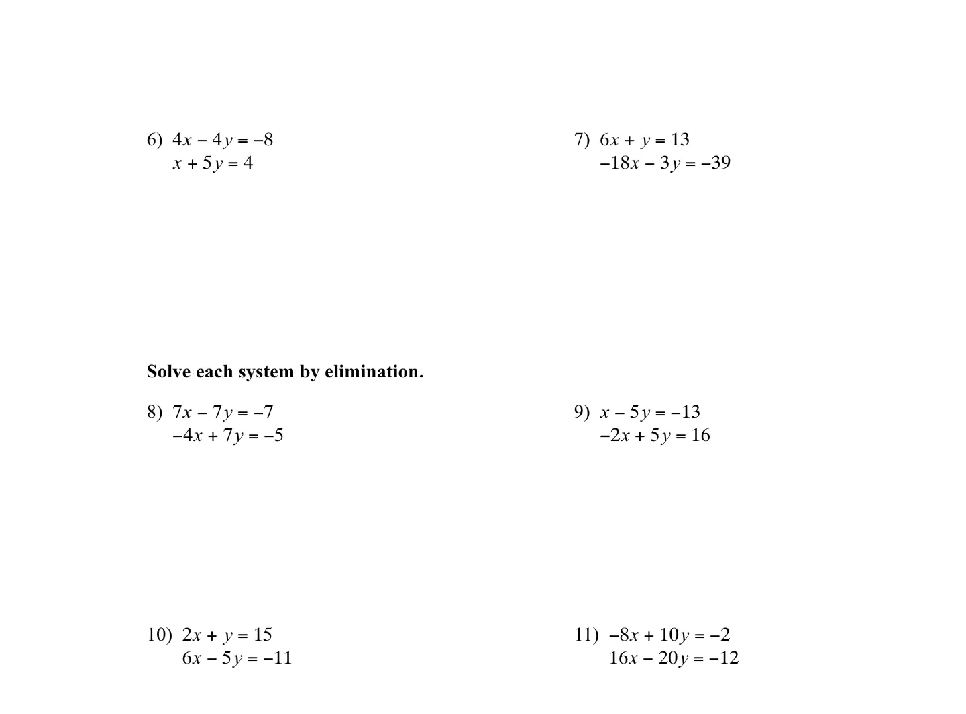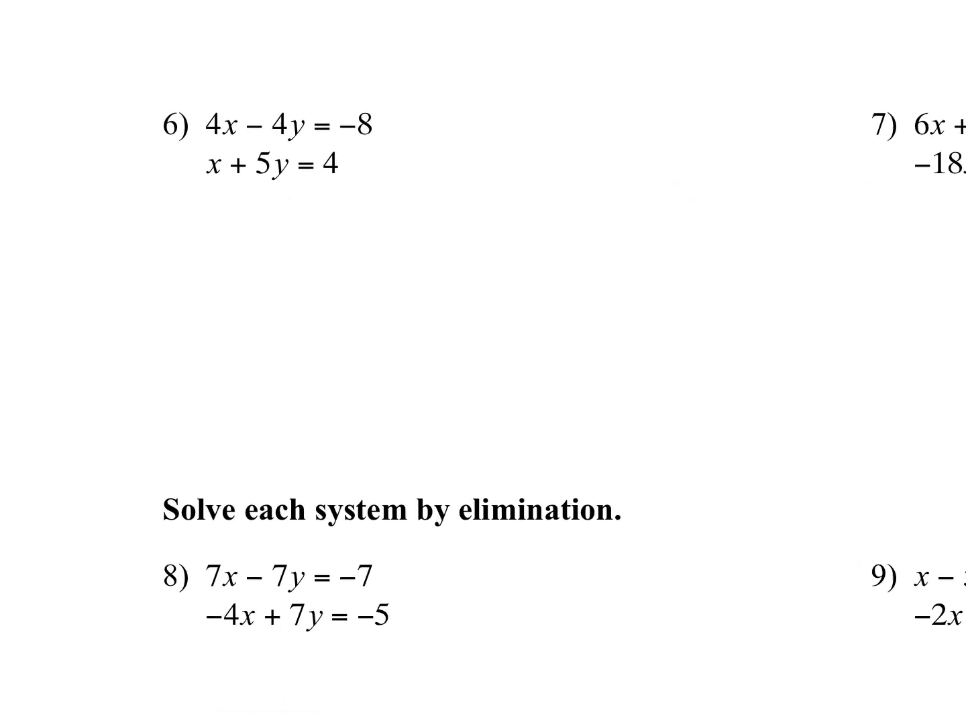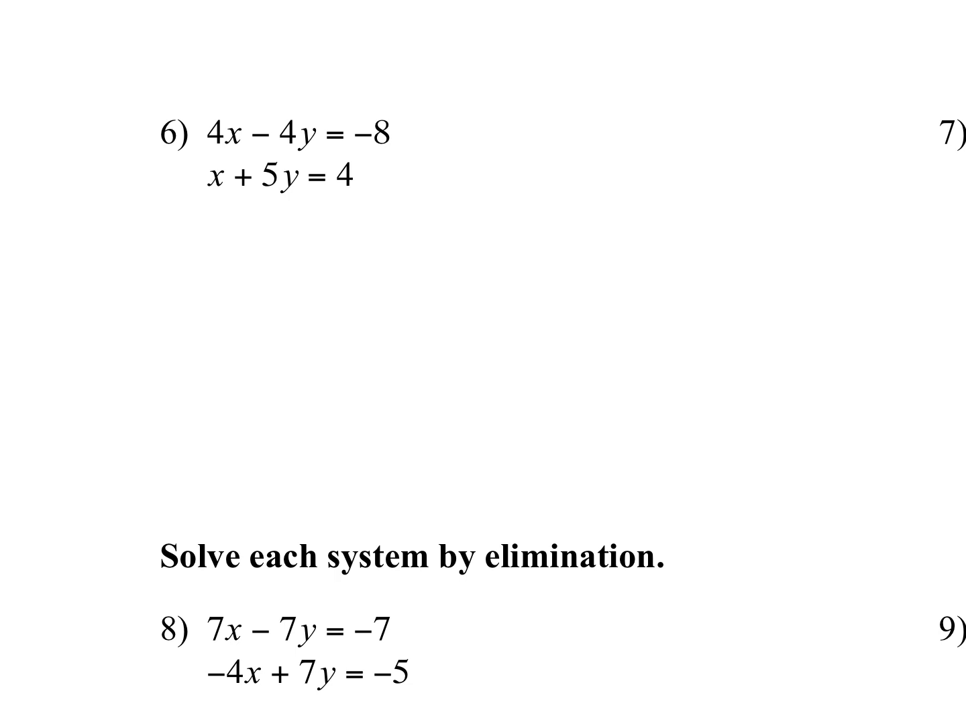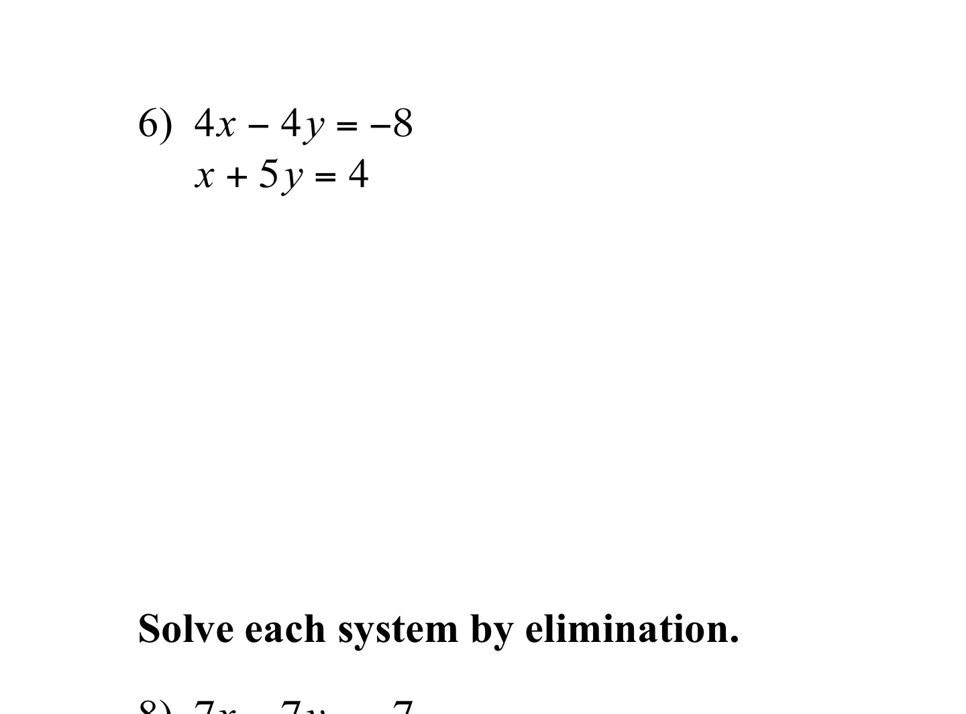Okay, we're going to do 2 more with substitution here. And if you notice, these equations are a little bit different because one is not already solved for y, right? So I've got 4x minus 4y equals negative 8, x plus 5y equals 4. Neither one of these is solved yet for x or y.